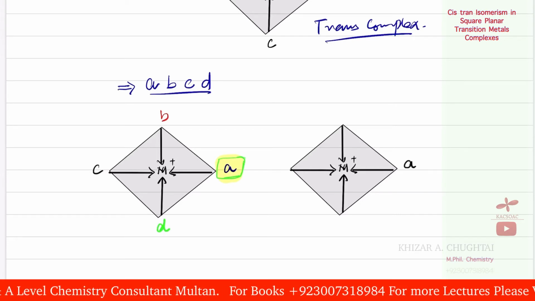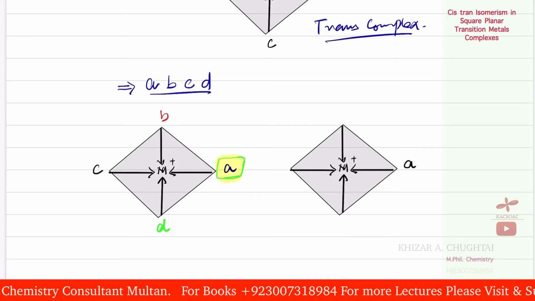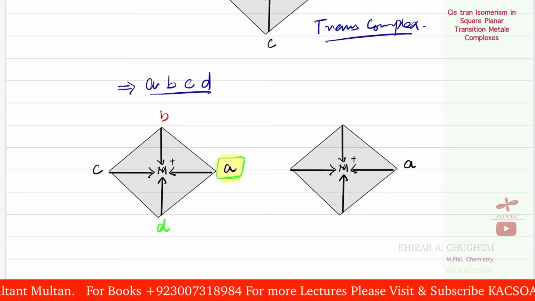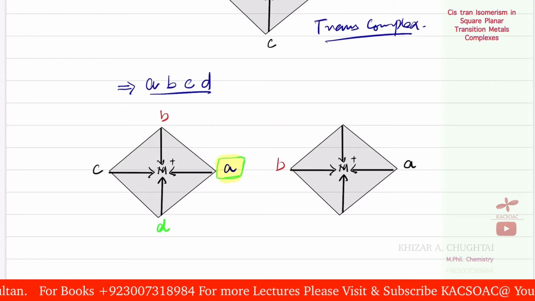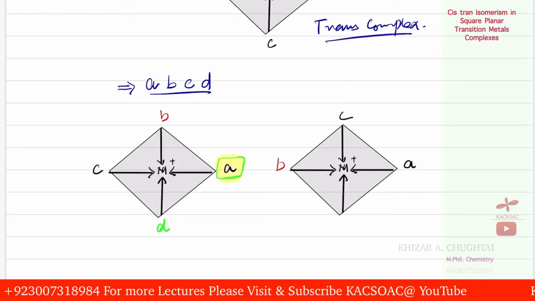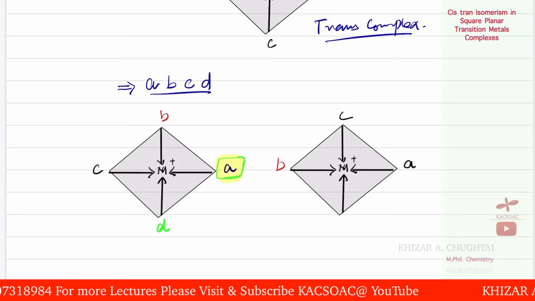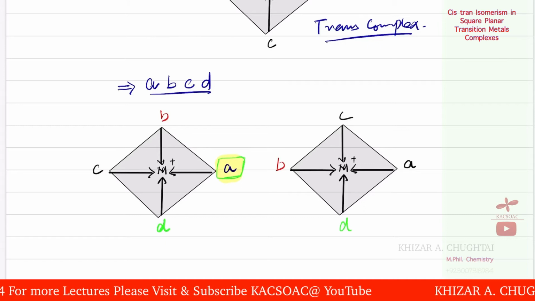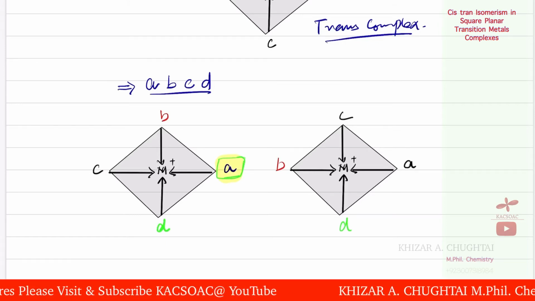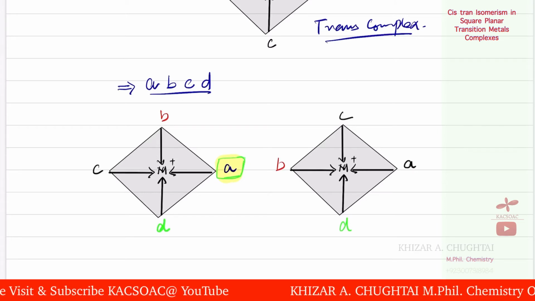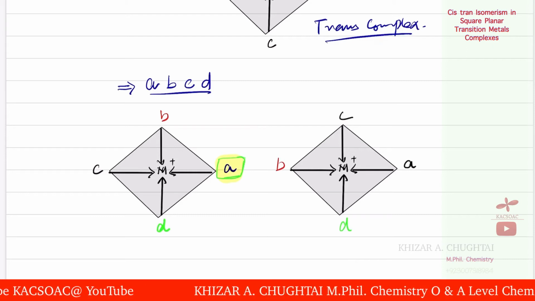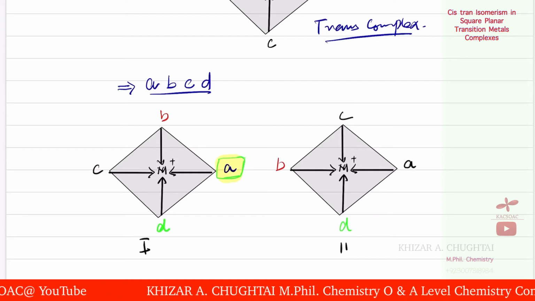Here is A, and now I'm switching B and C. I'm placing B over here and C over here, and D over here. So these two isomers are not similar. These two complexes are not similar. They are different. Let's suppose this is complex number 1. This is complex number 2.